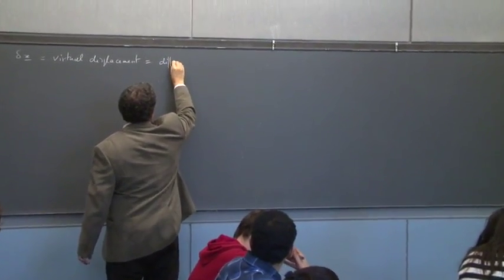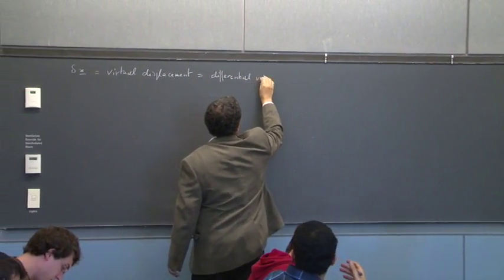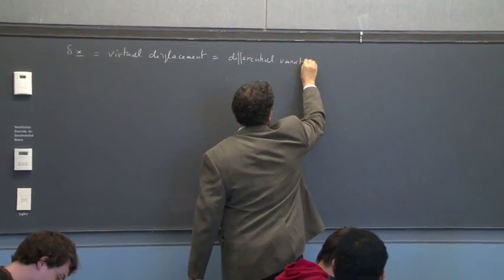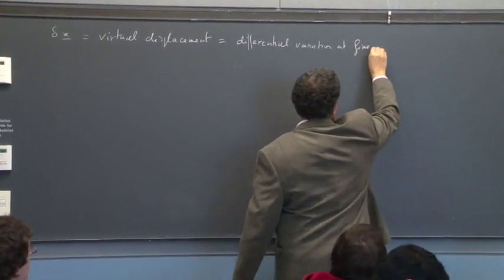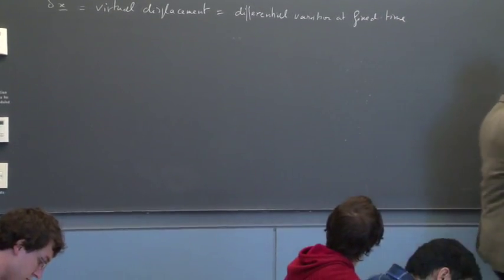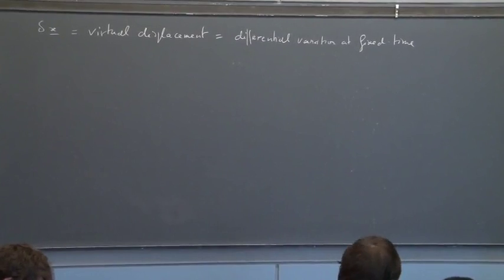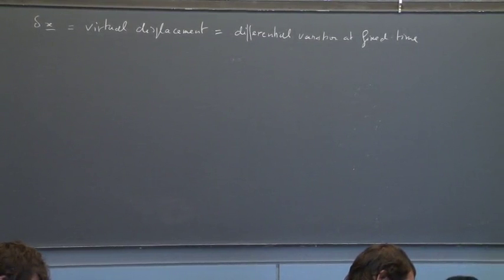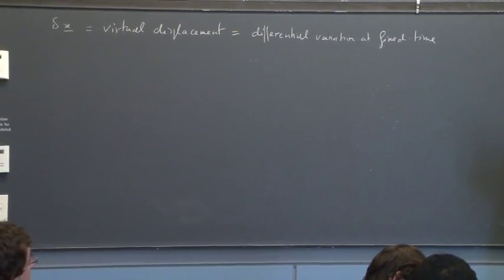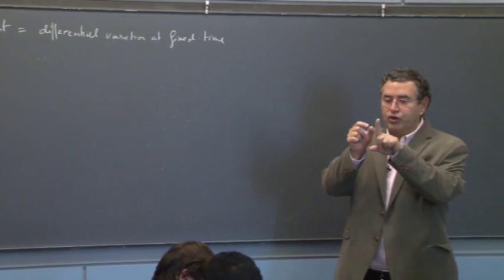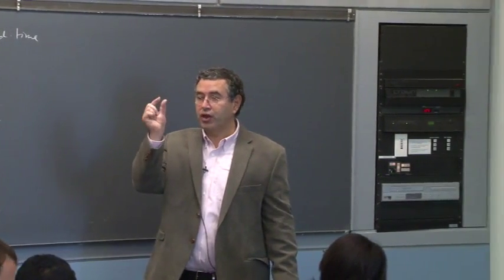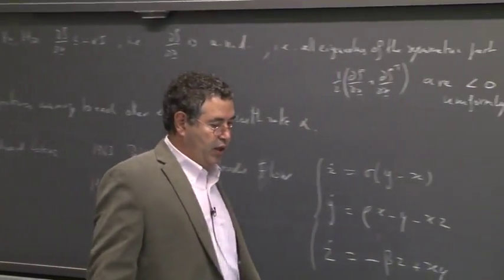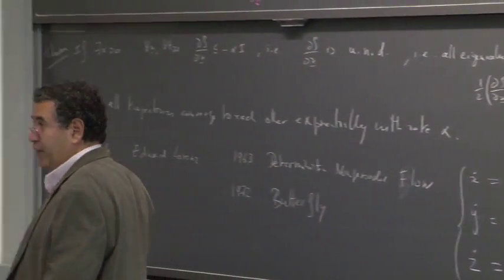And what it means is that it's a differential variation at fixed time. So in other words, instead of looking at two trajectories starting from two initial conditions arbitrarily far and looking at what they're doing, we're going to look at two trajectories infinitely close, at some instant. And we're just going to look at the variation between x1 and x2 at a given time. So it's dx, right? It's a differential, but it's a differential at fixed time.